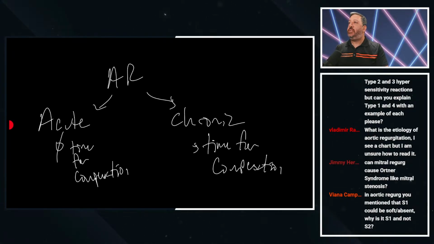I know with stenosis, there is a soft S2 with aortic stenosis. The reason you have a soft S2 with aortic stenosis is because remember, normal S2 is the closing of the aortic valve. So when you're clapping from a wider area, it makes a louder noise. But when you have a smaller orifice, it makes a quieter sound. So with aortic stenosis, you will lose S2.